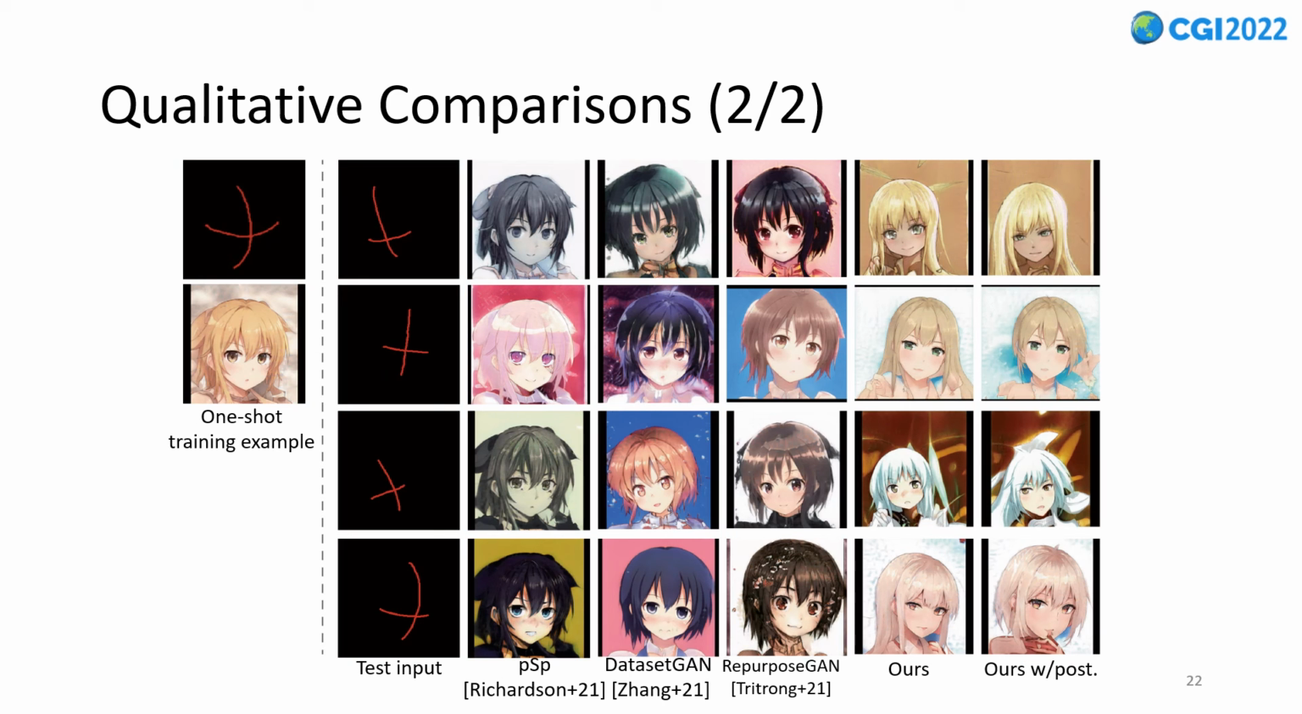This is another comparison. DatasetGAN and RepurposeGAN work relatively well, but some results like these do not reflect the given layout. On the other hand, our method can consider the given layout overall.